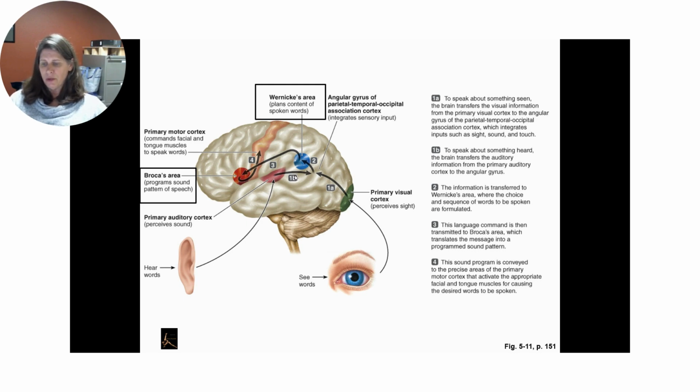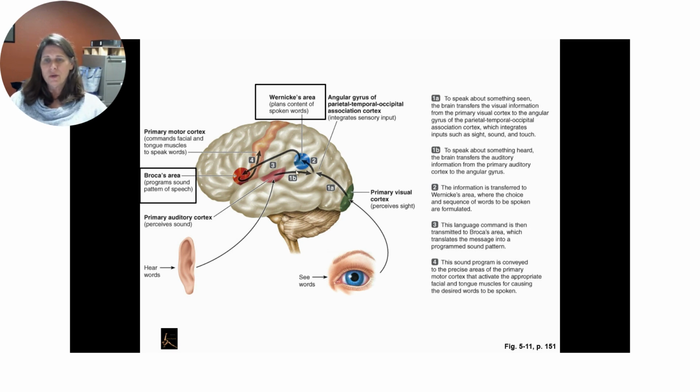Damage to Wernicke's area means they cannot understand the words that they see or hear. So they can speak fluently because Broca's area isn't damaged, but they don't have the planned pattern, a sequence of words correct because that's damaged. So it comes out as what we call a word salad. It's just a bunch of words strung together that to you wouldn't make any sense.